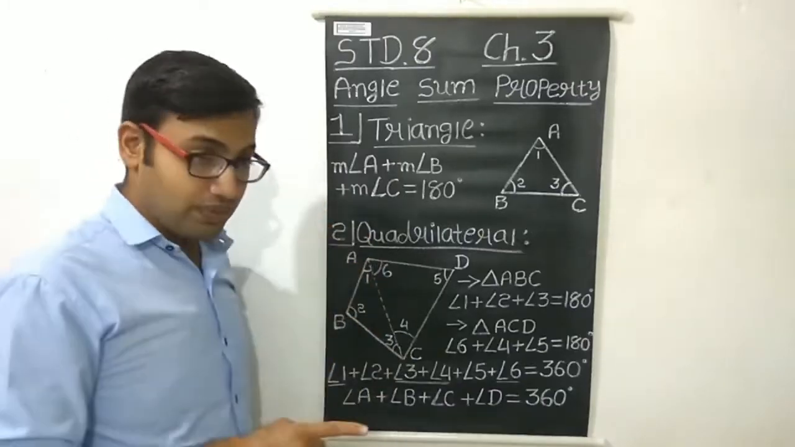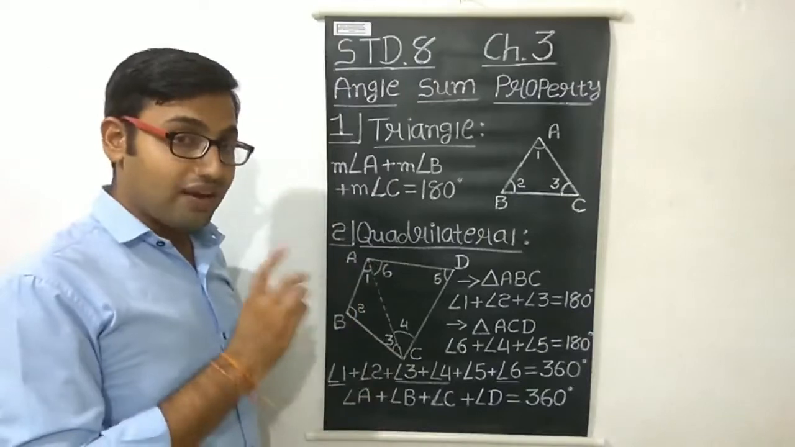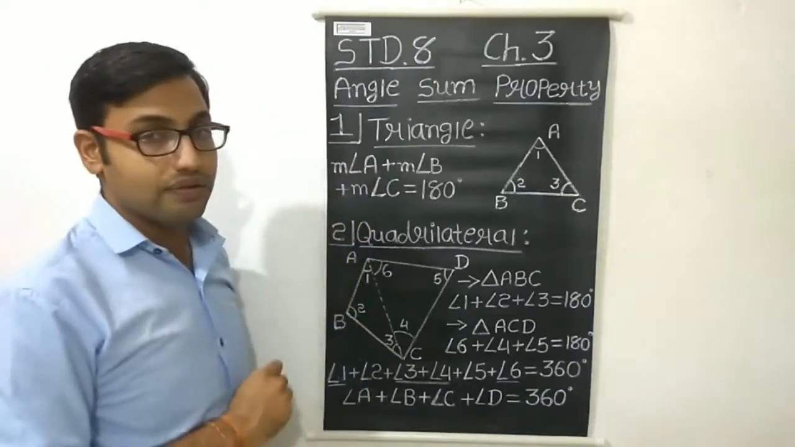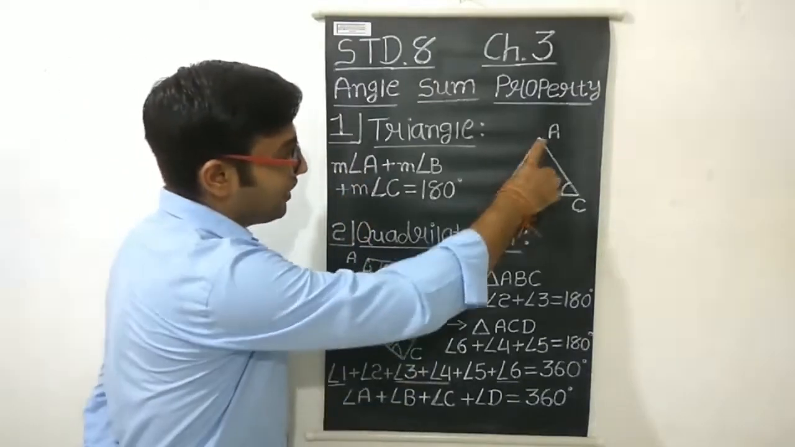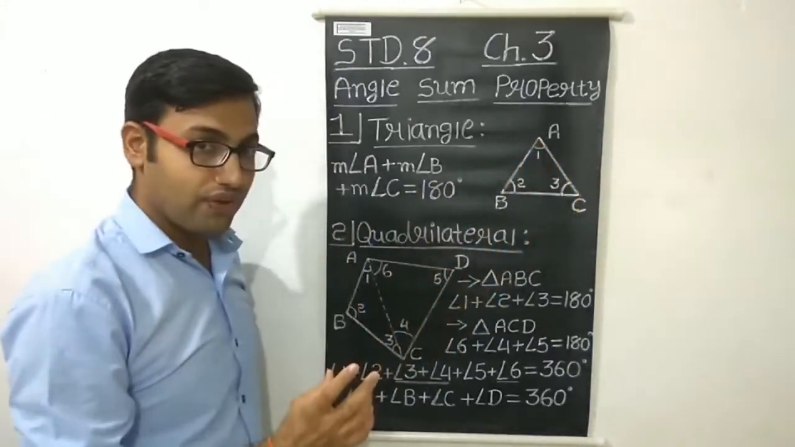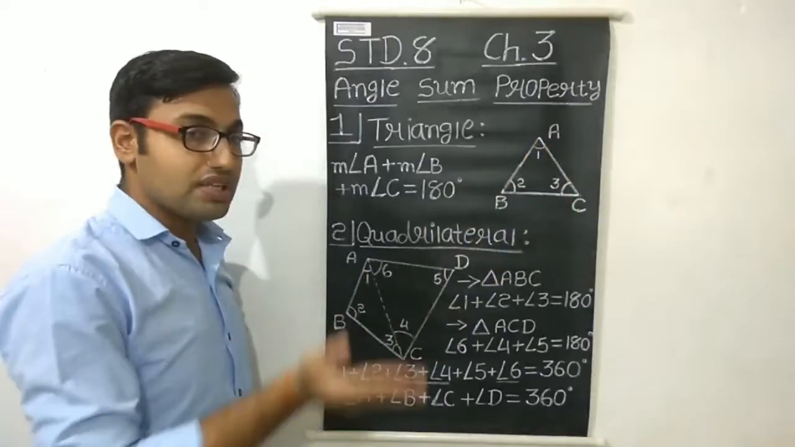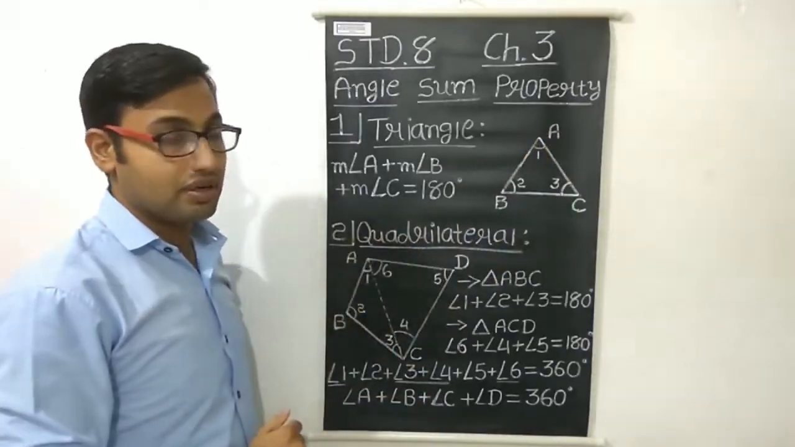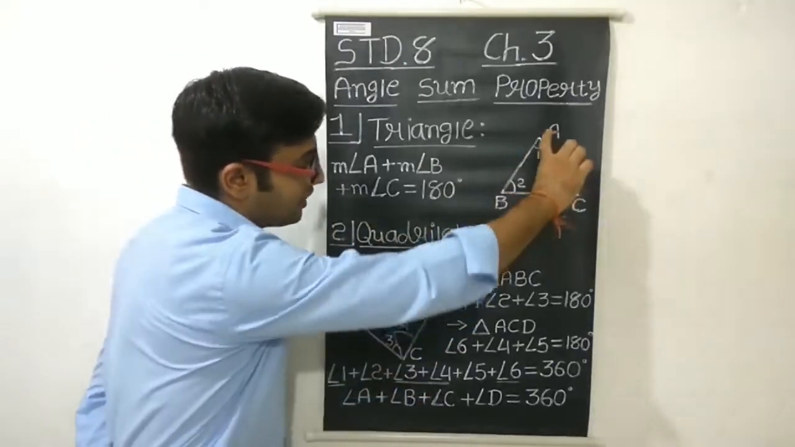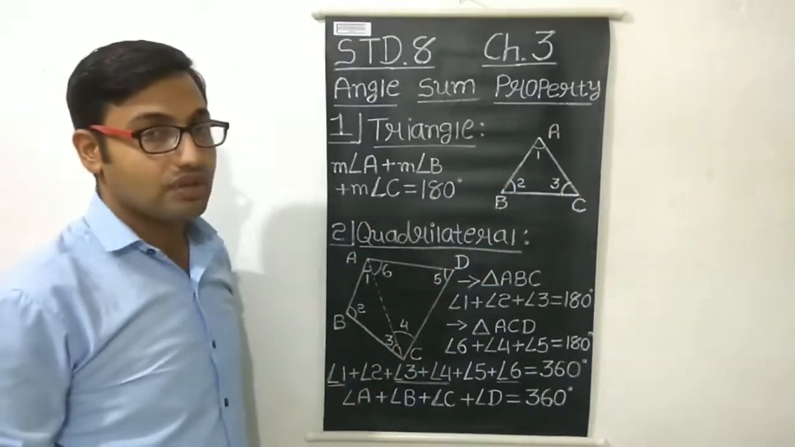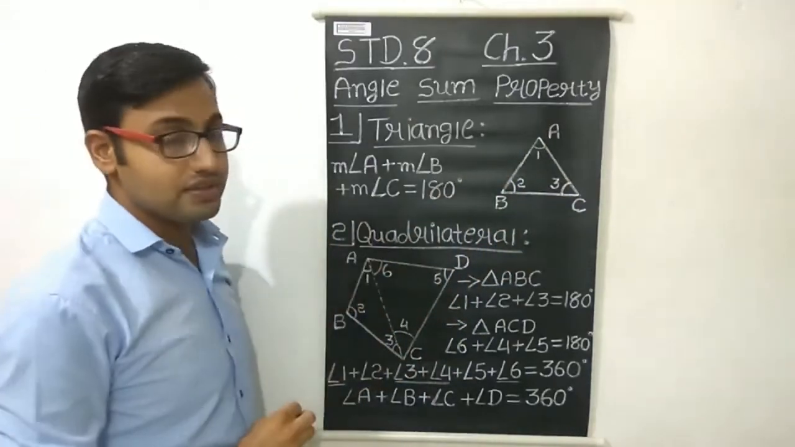So the very first figure which is closed that we know now is a triangle. So triangle is the very first closed figure. It is made of three sides and all the sides are line segments. So there are three sides and three angles. So we have to study about the angles.